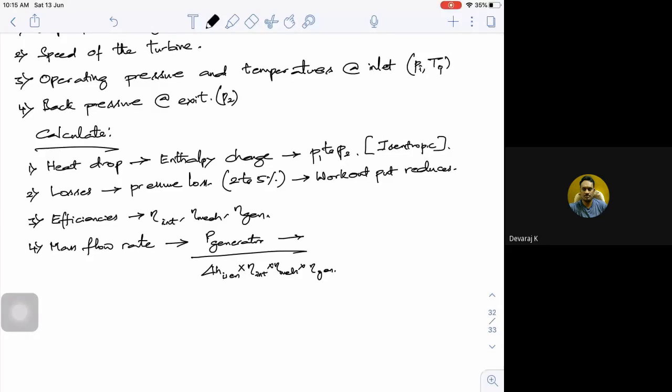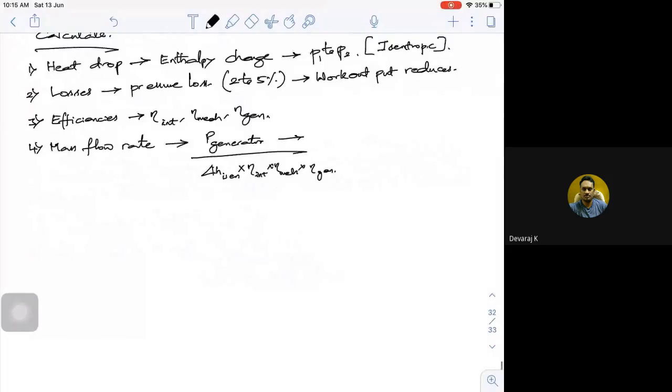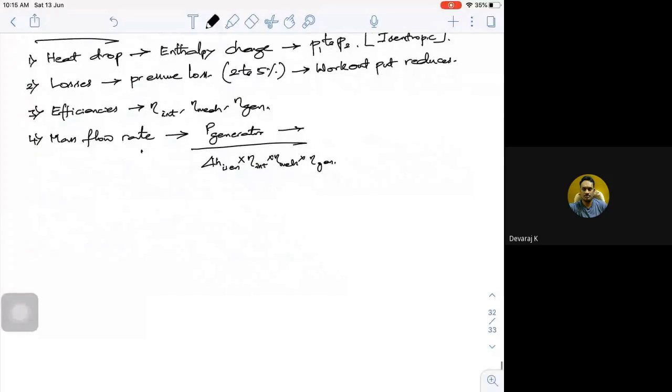Then the internal efficiency depends upon your fluid flow or rate factor, and upon the number of stages. So one is with respect to the fluid, another is with respect to the components, and another is with respect to the generator. Once I know the mass flow rate, all those things we can calculate. This is with respect to the mass flow rate m dot.